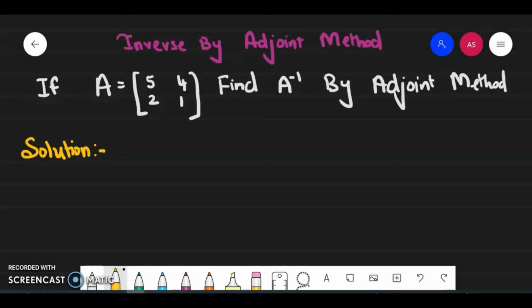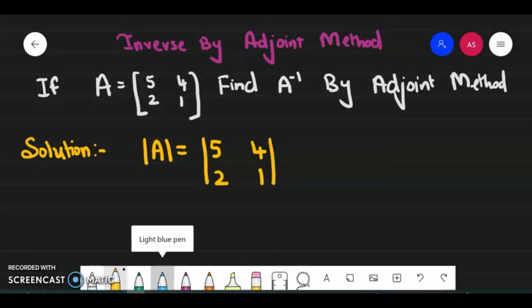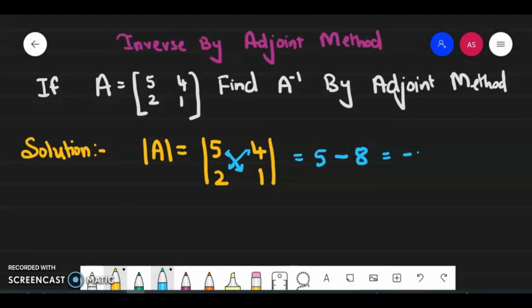सब में पहला आप निकालोगे डिटर्मिनेंट ऑफ A. So determinant of A, how we'll find out? We'll write 5, 2, 4, 1. उसके बाद आपको just simple एक क्रॉस मल्टीप्लाई करना है. So this will be 5 into 1, 5, minus, and then you will multiply 4 twos, that will be 8. So you got the answer minus 3.